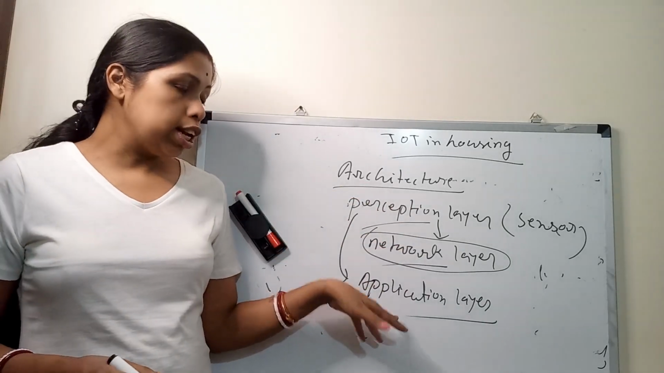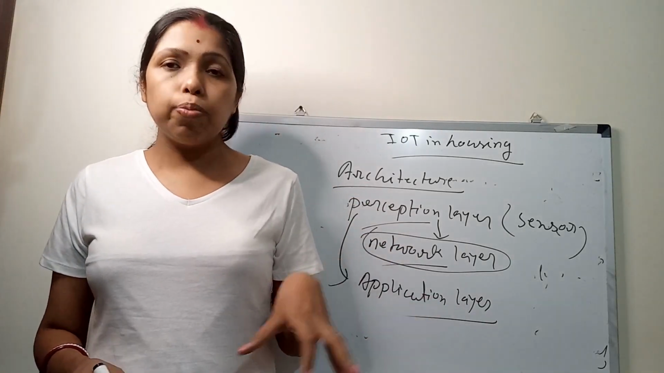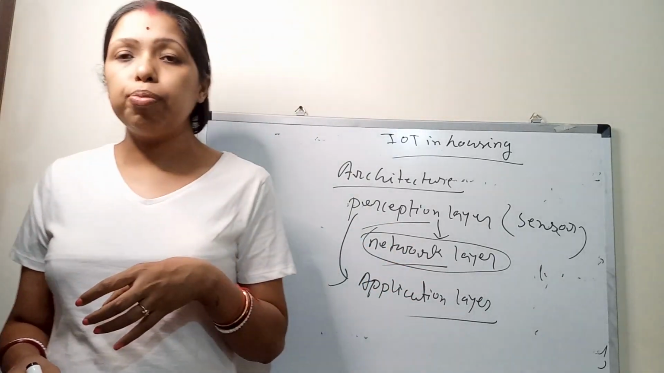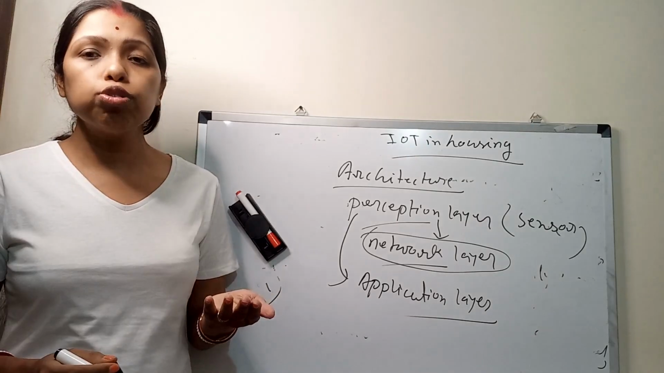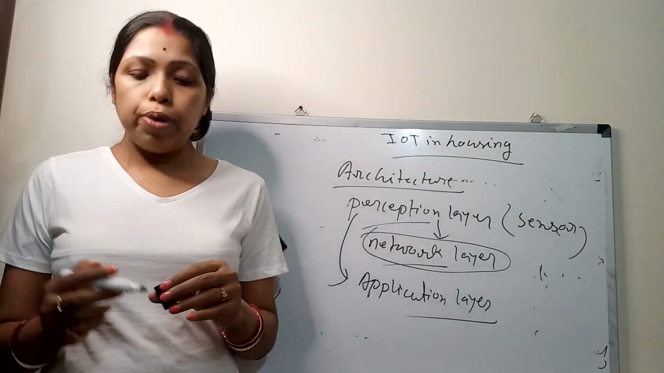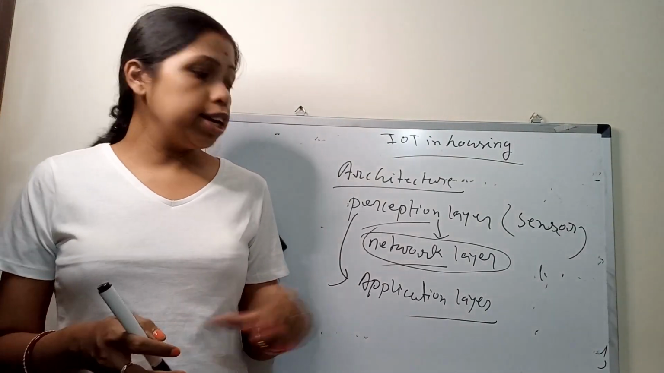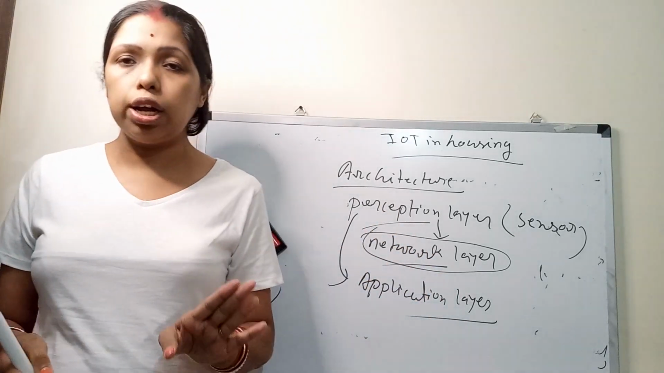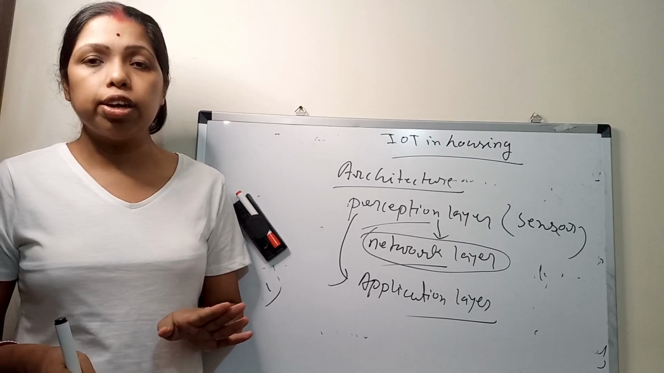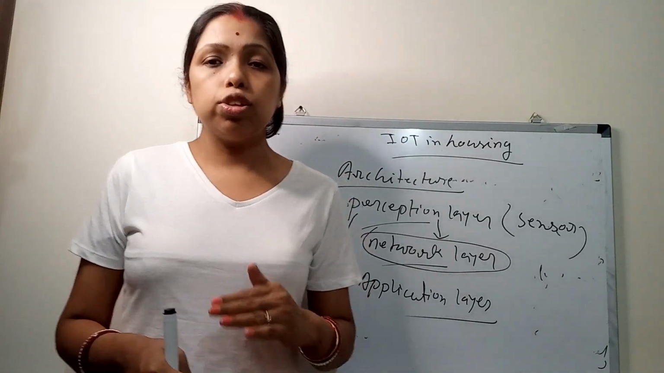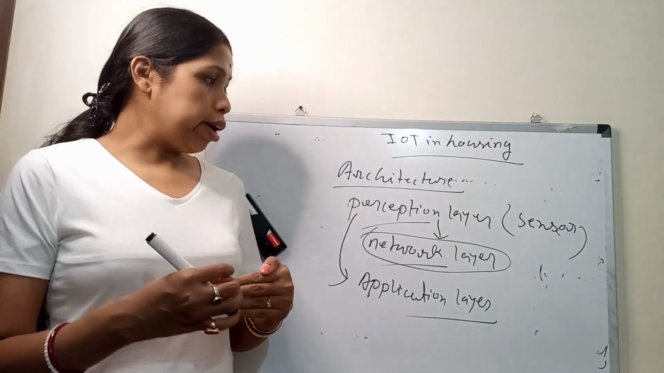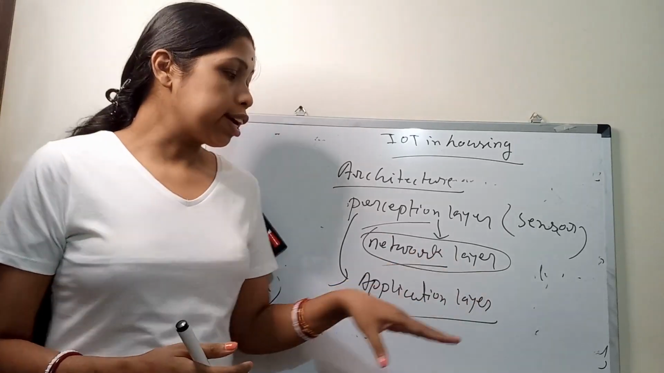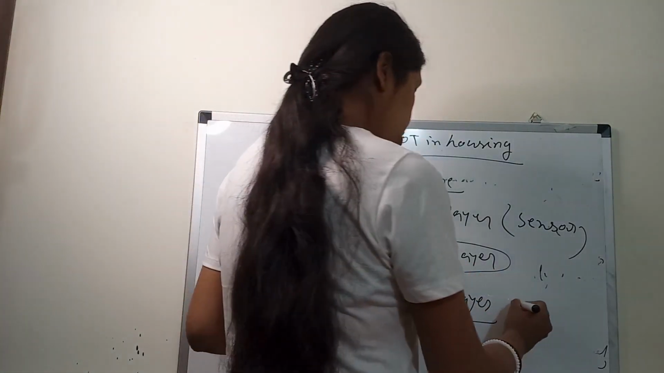After that, when data is received by the application layer through the network layer, this data can be transferred to the user. This is the interaction between the network, IoT platform and the user. Whatever requirements the user has, the actual action can be taken by the application layer. That means the actuator is also related to this application layer.